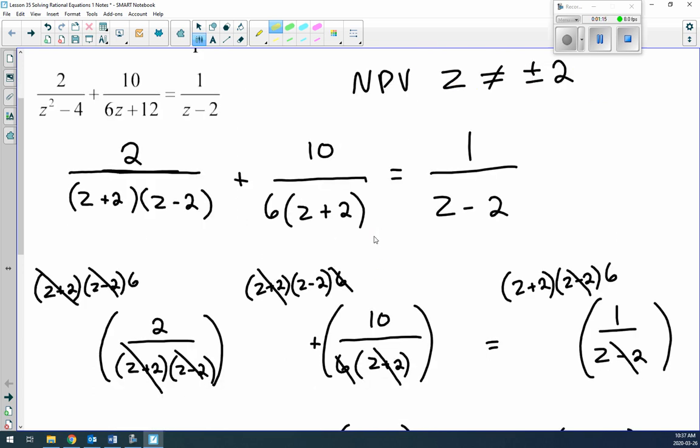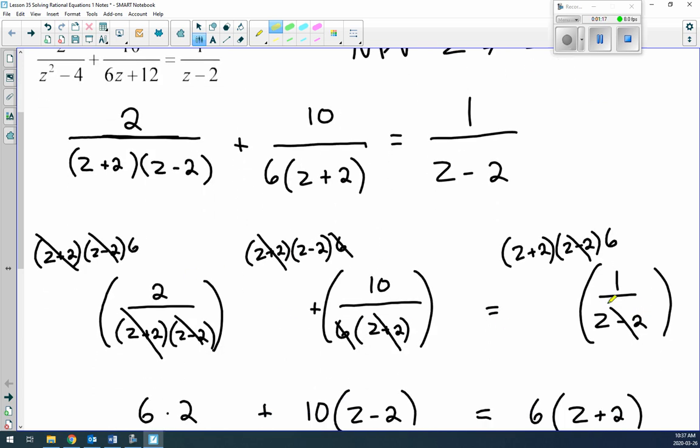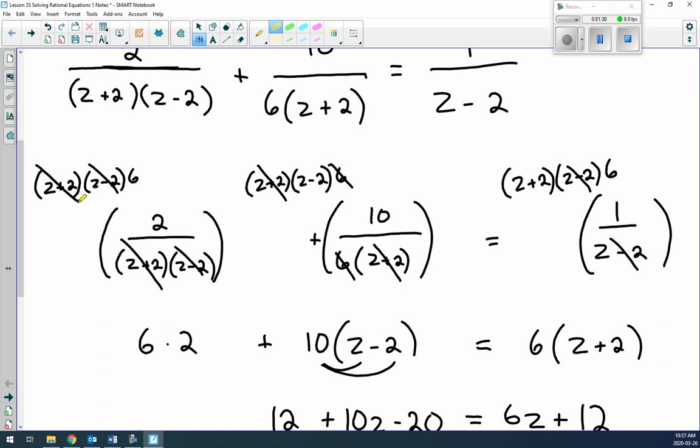Now, we space out the rational to give ourselves some room, and we multiply everything by the LCD. We put it up the top left so it doesn't look like an exponent. Don't put it up the top right, put it up the top left. Now we can reduce a bunch of things: z plus 2 and z plus 2, z minus 2 and z minus 2. We're left with just 6 and 2 multiplied together down here. Here, we can get rid of the 6 and the z plus 2, so we're just left with 10 times z minus 2.